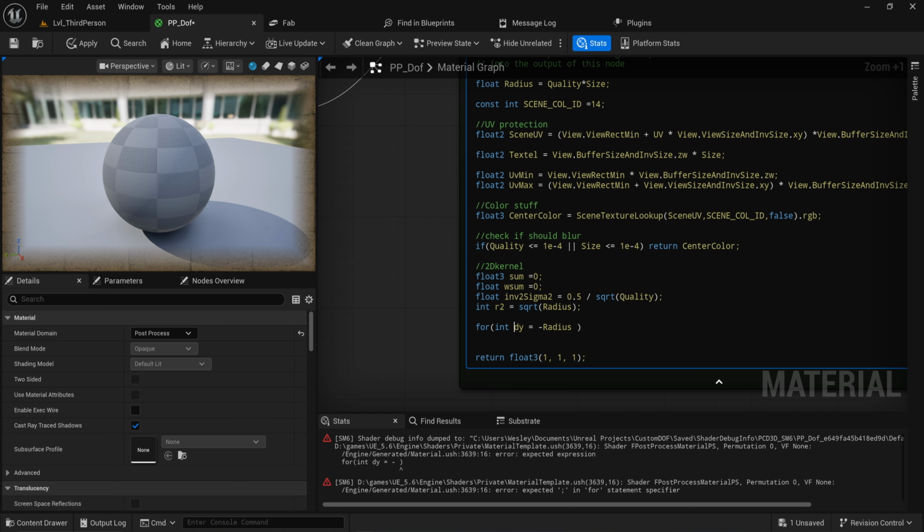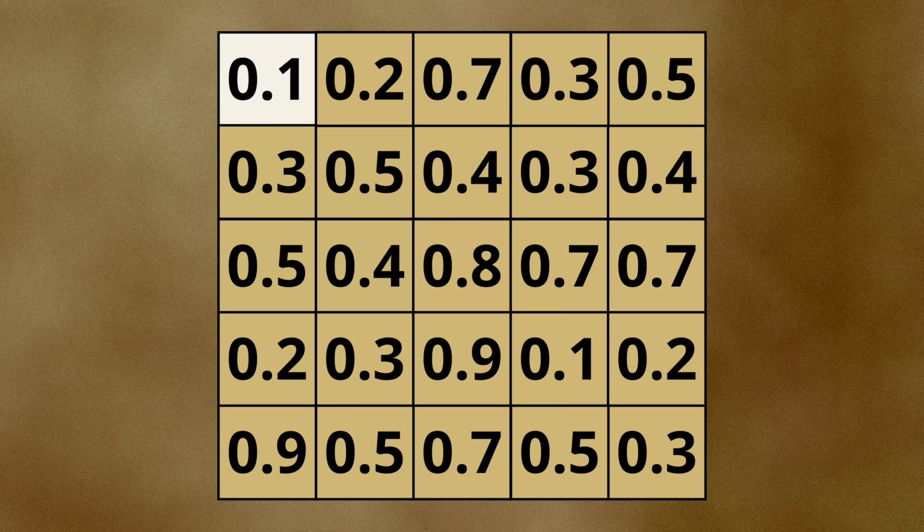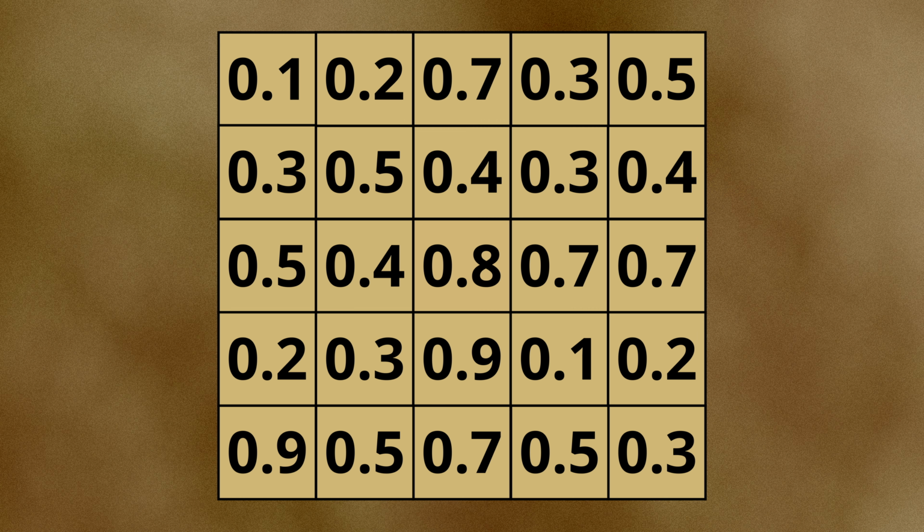So int dy equals negative radius, semicolon. We're going to check if dy is still less than or equal to the radius. And then we're going to plus plus dy. No, plus plus, not equal equal. Plus plus dy. So this is going to loop over our radius from left to right. So we have a single pixel. We're going to start with it being left of that pixel, and then we're going to move along until we're equally to the right of that pixel.